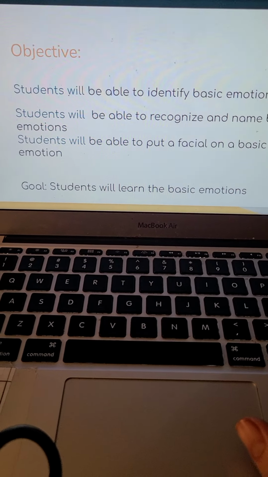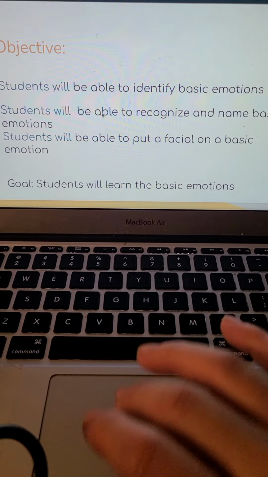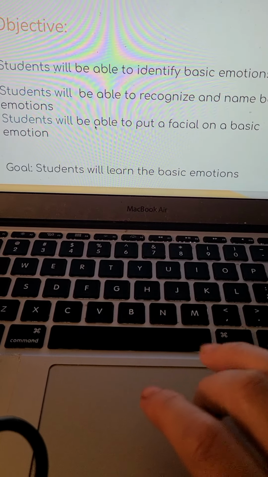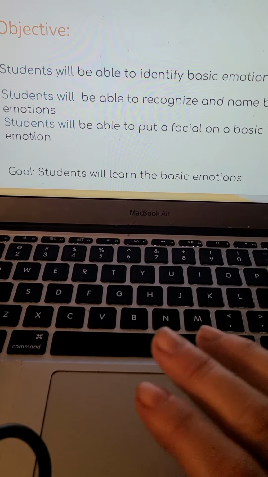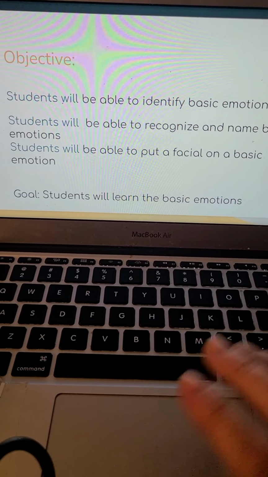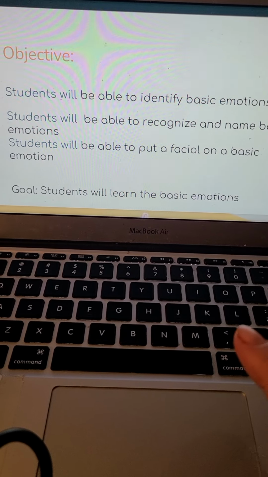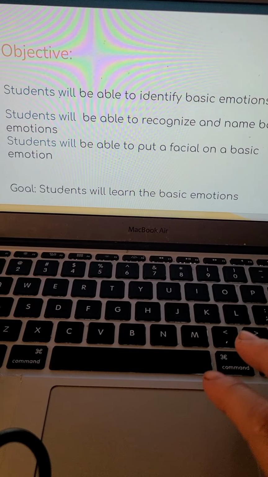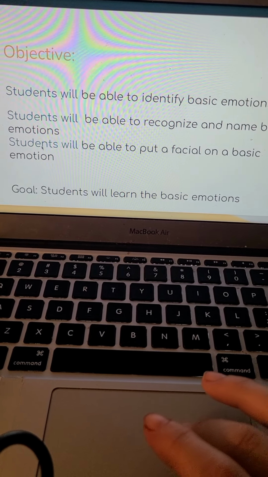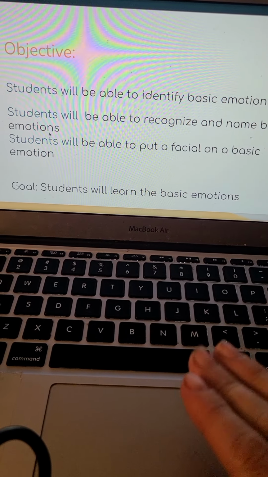Okay, so for my next slide, what I have is my objectives. Students will be able to identify basic emotions, recognize and name basic emotions, and put a facial expression on a basic emotion. My goal is students will learn the basic emotions. The reason is this is the introduction of the unit. This is the easy part. In this part, you just have to remember the facials, the emotions, and just place them. This is just introducing everything, because maybe on day 3 everything will get much harder.